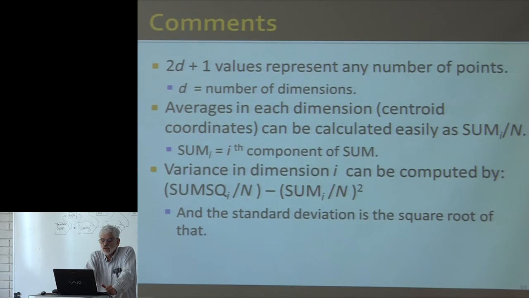If I want the variance, again, trust me, or trust the BFR, I take the sum squared in that dimension divided by n, and I subtract the sum divided by n, all squared. Okay, and then the standard deviation is just the square root.